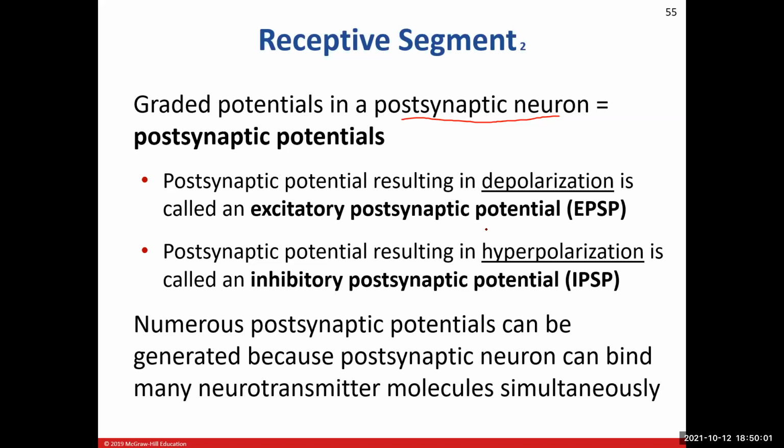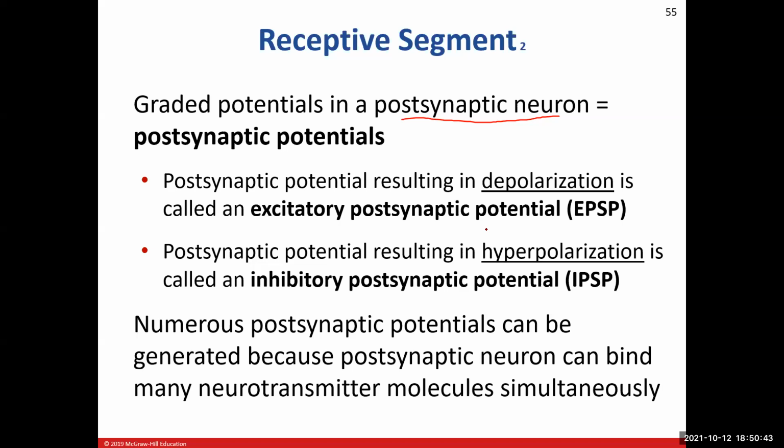So we're going to see how, when we're talking about these postsynaptic potentials, you can have hundreds of EPSPs being generated and hundreds of IPSPs being generated. It depends on what neurotransmitter is being released and what channels are being affected. On our postsynaptic neuron, we can have hundreds of other neurons synapsing onto that one. Some of those will be generating EPSPs, and some of those presynaptic neurons will be generating IPSPs.